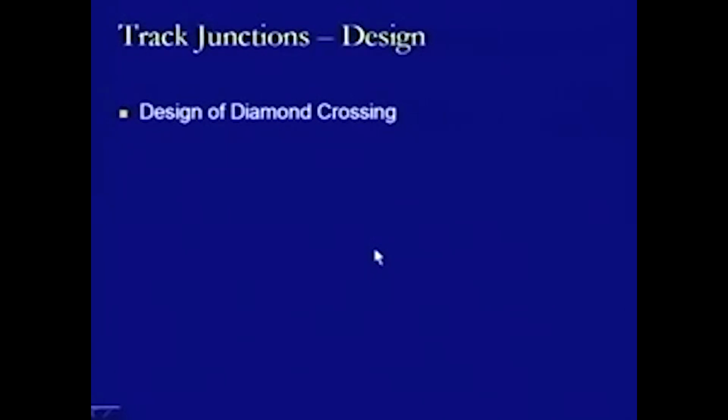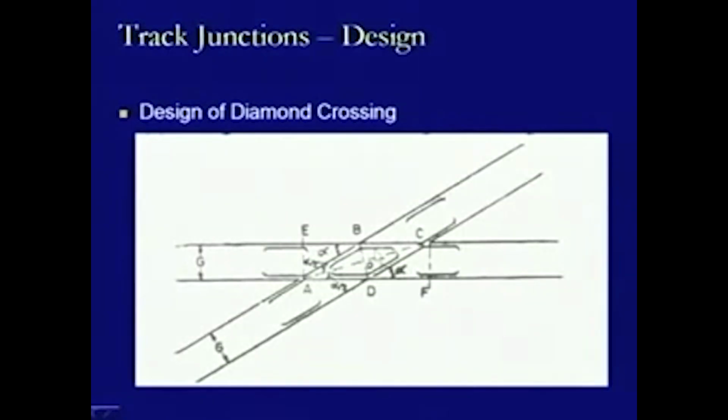Now, we come to the design of the diamond crossing. In this design, as we see, this is a gauge G and G, these are points A, B, C and D, this is the diamond, and then we have a point with respect to this A on the other side as E. Similarly, from C we have F. This is angle alpha, this is also angle alpha, being the crossing angle, and then we have also connected AC and BD with the center as O.